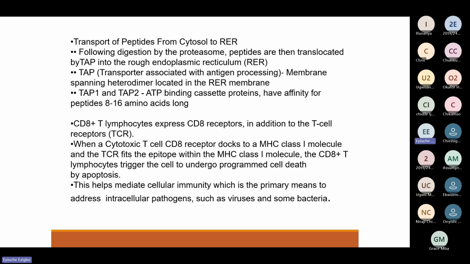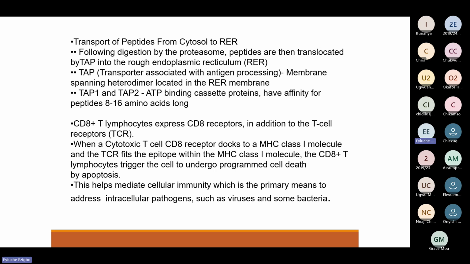Then the CD8 T lymphocytes express CD8 receptors in addition to the T cell receptors. When a cytotoxic T cell's CD8 receptor attaches to the MHC class 1 molecule, and the T cell receptor fits the epitope, that is the antigen, within the MHC class 1 molecule, the CD8 lymphocytes trigger the cell to undergo programmed cell death by apoptosis.